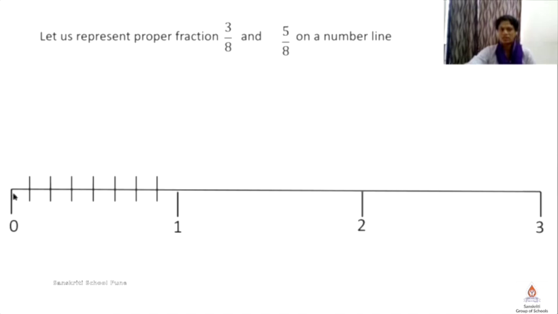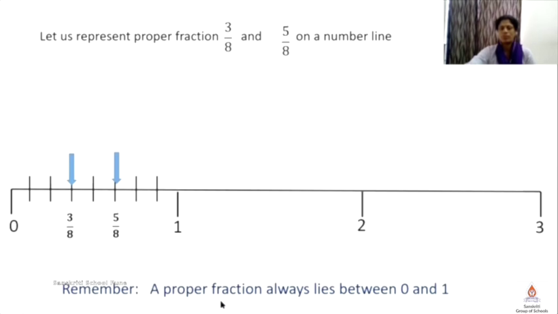Keeping 0 as our first point, the next line is 1 upon 8 and 2 upon 8 and 3 upon 8, and this is your 3 upon 8, and 4 upon 8 and 5 upon 8. Children, remember, a proper fraction always lies between 0 and 1.